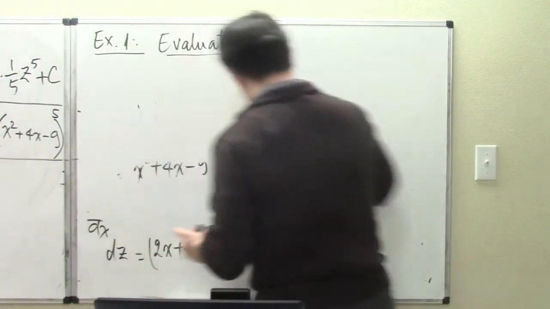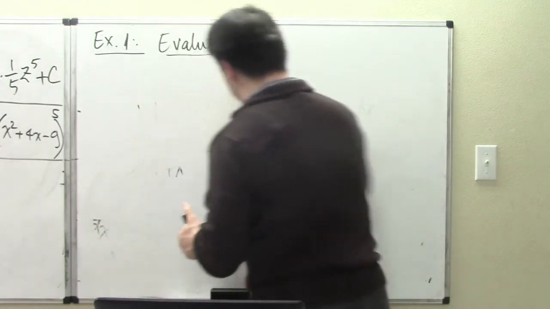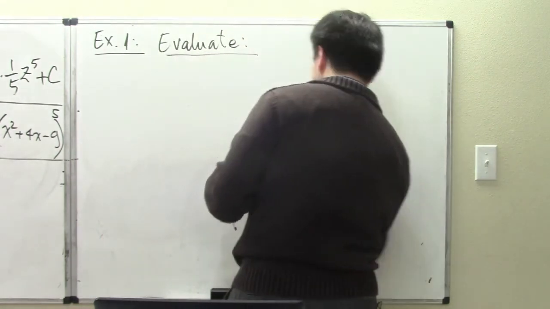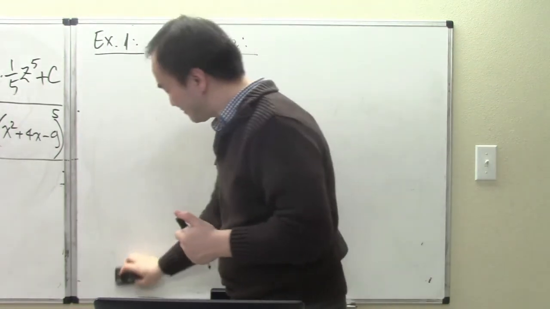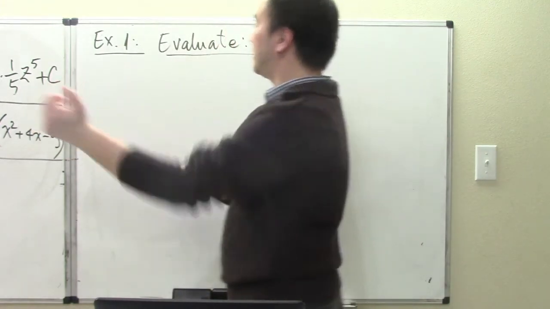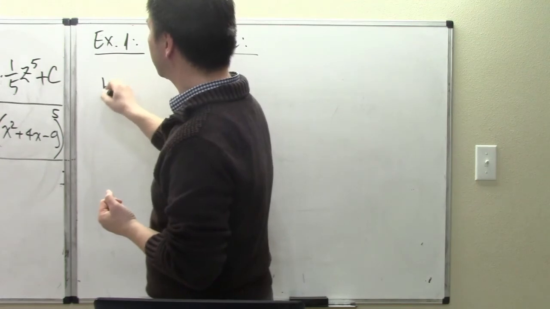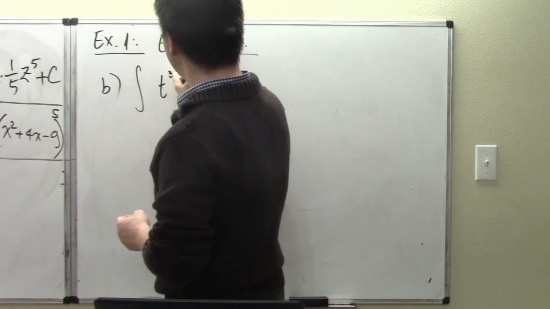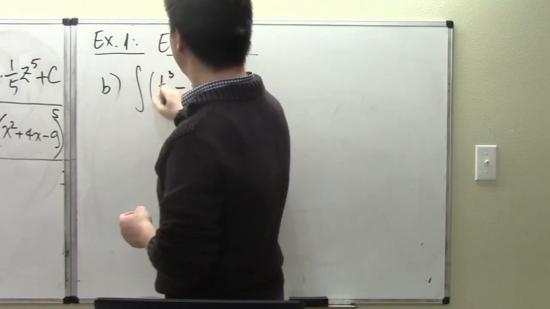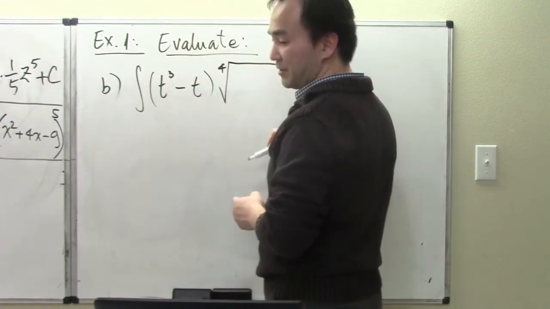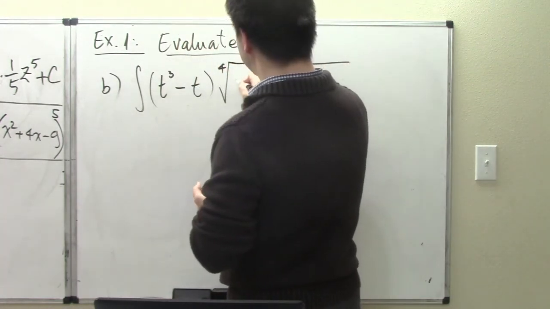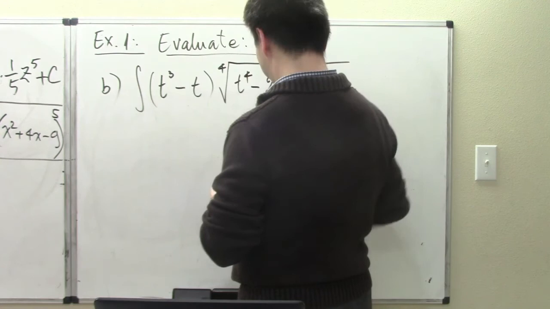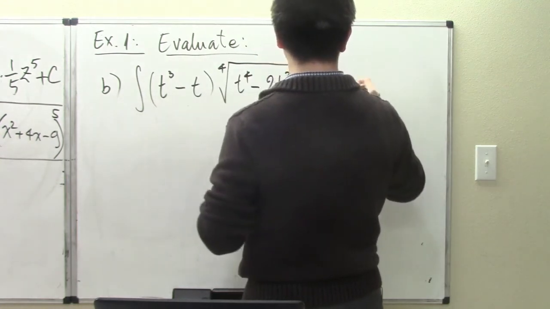So I'm going to look through another one. And actually for the same example here, I want to purposely introduce quite a few little problems. All right, so in part B, now I have an integral as follows. How about t cubed minus t, inside of a fourth root. And now there's a fourth root, and then there's a t to the fourth minus 2t squared plus 5. All right, so that's my integral, and of course this is dt.